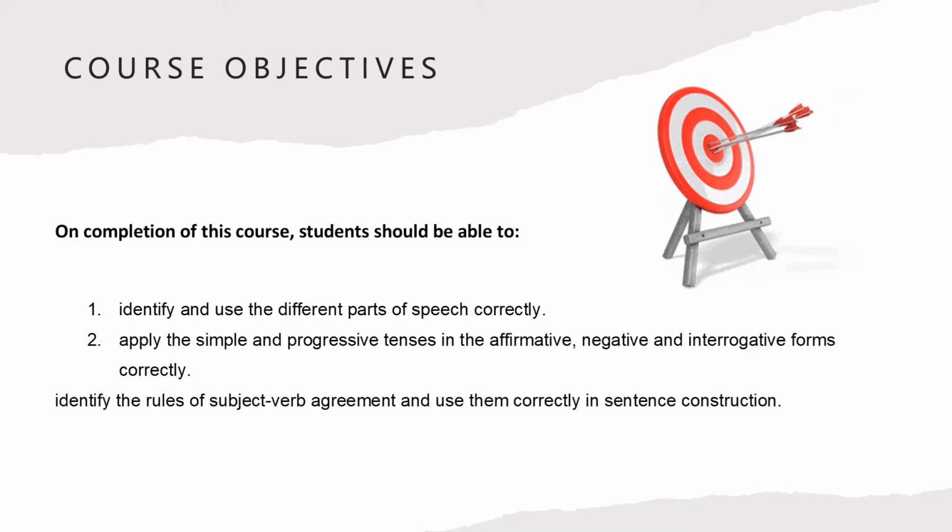Alright, the course objective of this ENG 1483. On completion of this course, students should be able to, first, identify and use the different parts of speech correctly. Second, apply simple and progressive tenses in the affirmative, negative, and interrogative form correctly. Basically, it's tenses. And third, identify the rules of subject verb agreement, known as SVA, and use them correctly in sentence construction.